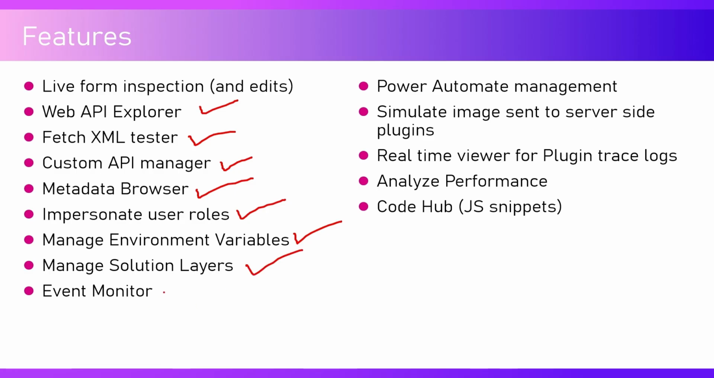You can view event monitors. There are some Code Hub JS snippets which can be handy if you are putting some validation in the model-driven app form. You can analyze the performance. You can see the real-time operations for the plugin trace logs. You can simulate images sent to the server-side plugins, and there are some actions which you can perform from a Power Automate side.